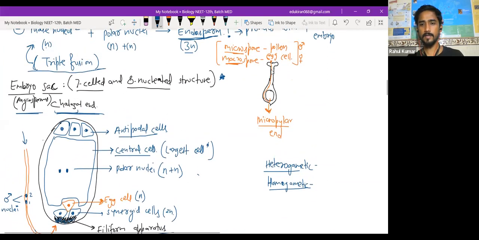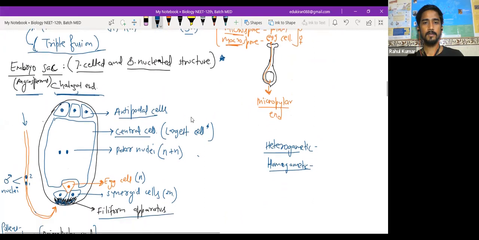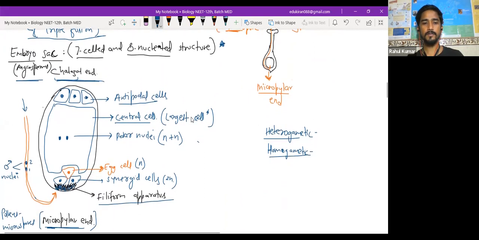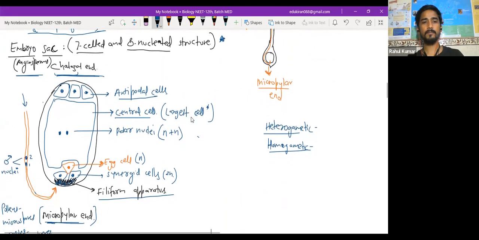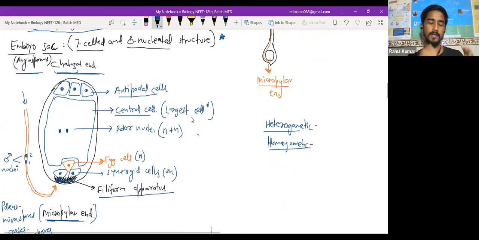Now please make this thing. See here, I have shown you the micropylar end, microspore for pollen, macrospore for egg cell, and draw this 7-celled, 8-nucleate structure. Because this comes as a diagram also in boards. You should know which cell is present where, which is which end. So antipodal cells, central cell, polar nuclei, egg cell, synergid cells, and filiform apparatus.